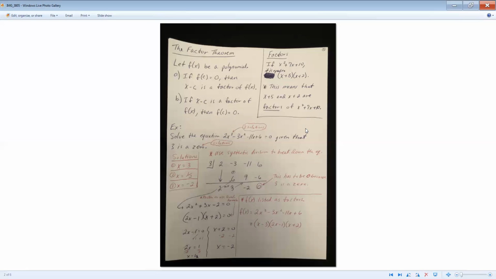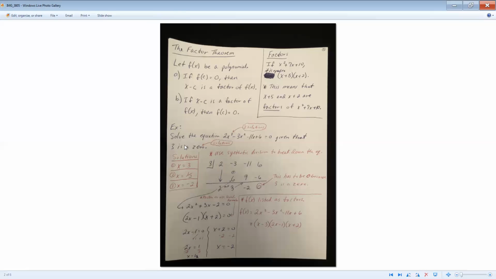So let's look at an example. Solve the equation 2x cubed minus 3x squared minus 11x plus 6 equal to 0, given that 3 is a 0. Don't forget, 0 is another word for solution. Also, don't forget, if I have x cubed as my highest exponent, that means the degree of my function is 3. That means I should get 3 solutions, even if something is repeated or if something is imaginary. I should have 3 solutions. So they give us a solution, which is 3. 3 is a 0. That means 3 is a solution. So that's my first solution.